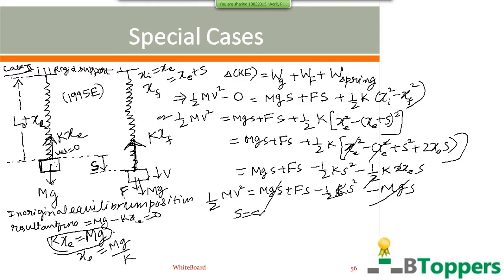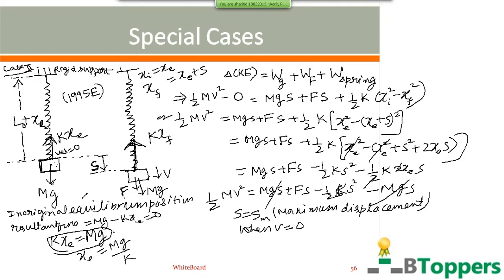So s is equal to sm. Sm represents the magnitude of the maximum displacement of the block below its initial position, the initial vernal equilibrium position. S equals Sm when V is 0.